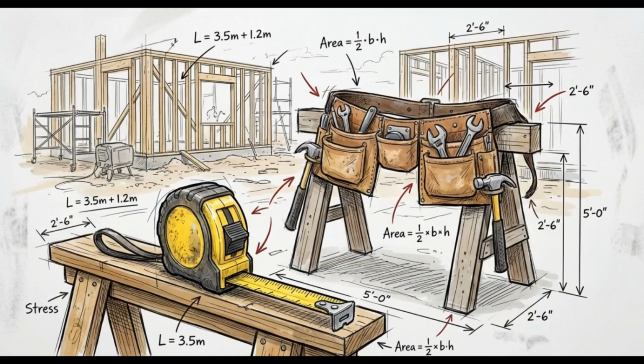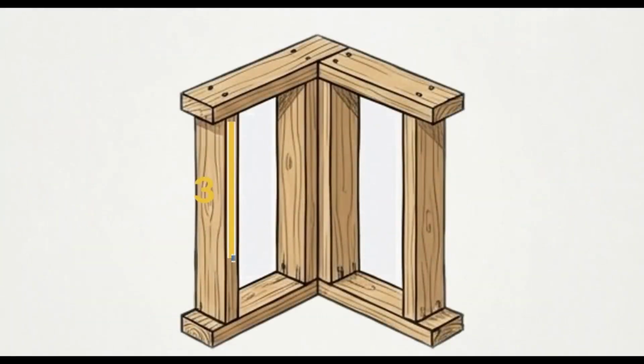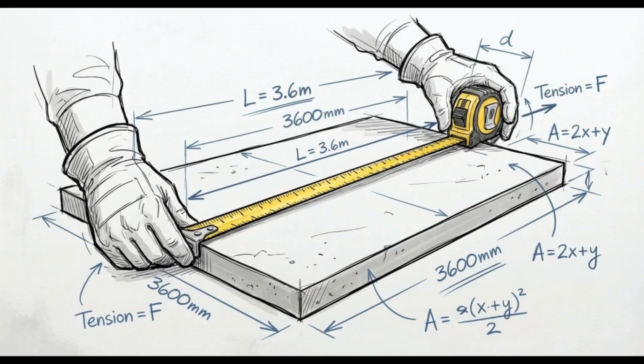The 3-4-5 method is one of the oldest tricks in the builder's toolkit. Measure 3 units along one side, 4 units along the adjacent wall, and if the diagonal measures exactly 5 units, you have a 90-degree corner. It is fast, requires no calculation, and relies on nothing more than a standard tape measure.